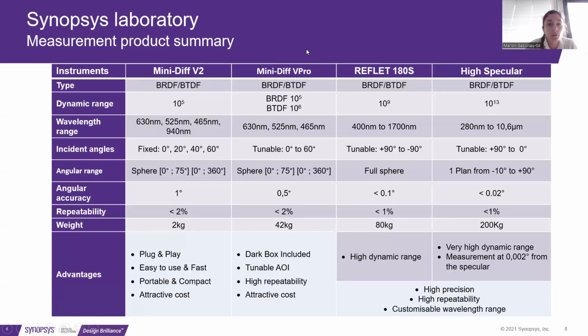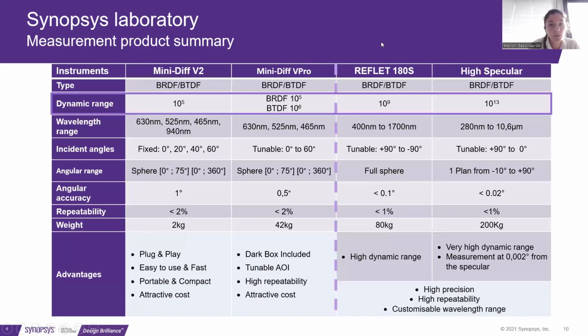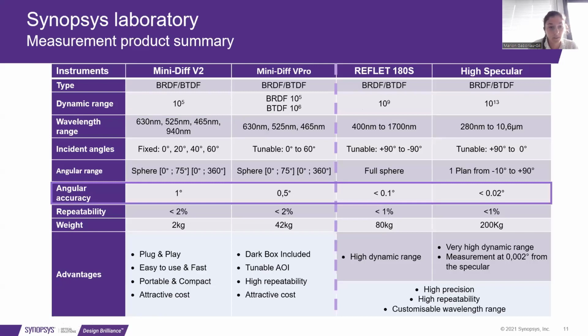So now a summary of our product, which permits to measure BSDF. The two first ones, MiniDiff V2 and MiniDiff V Pro, are based on camera, and the two other ones, reflect and high specular, are based on our gonio-photometer. If we take a look at the dynamic range, the dynamic is higher for gonio-photometers than for camera-based systems. Indeed, we are around 10 power 5 for MiniDiff V2 and MiniDiff V Pro, whereas we have 10 power 9 for reflect and 10 power 13 for the high specular.